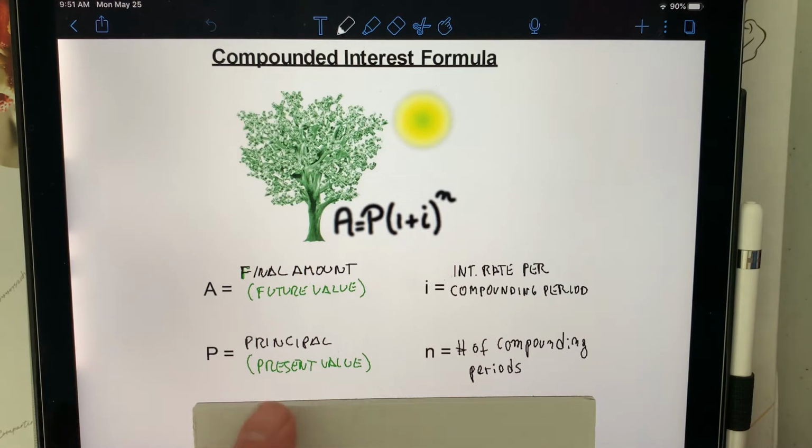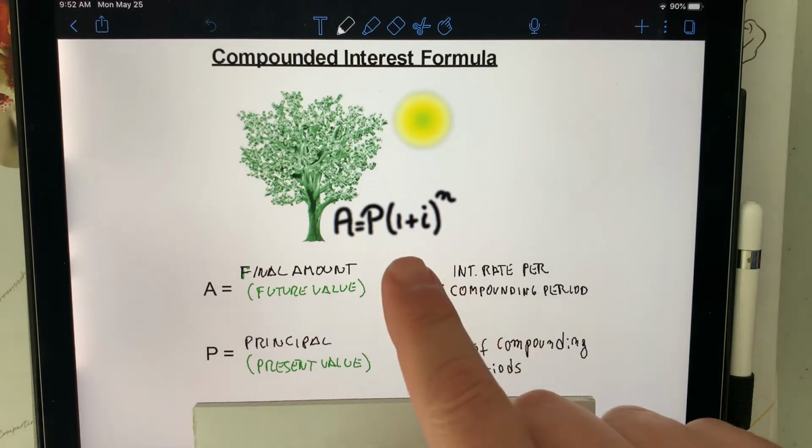P is for principal, but I'm going to call it the present value, because it's how much money you have at the beginning. Now this present and future business is not really time-wise. At the beginning, we're going to call it present, and at the end, we're going to call it future. Like this could be something that you invested money 10 years ago. How much did you have 5 years ago? So they're both in the past, but still the beginning, we're going to call it present value, and the end, we're going to call it future value.